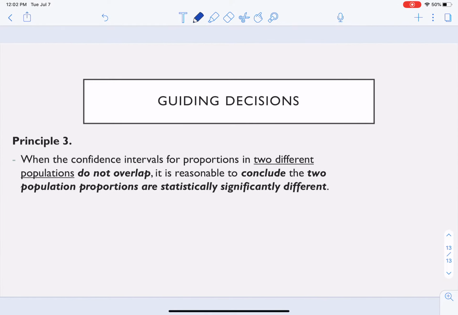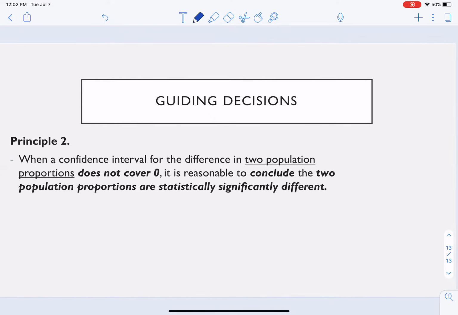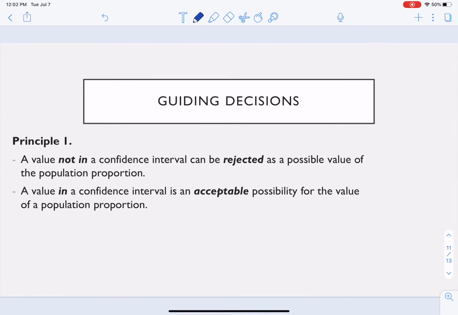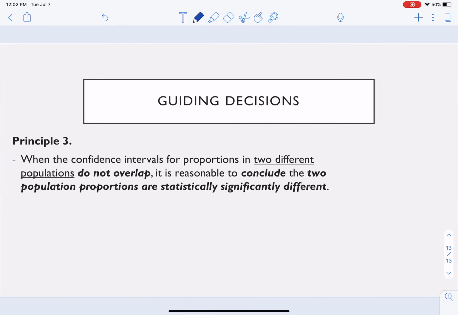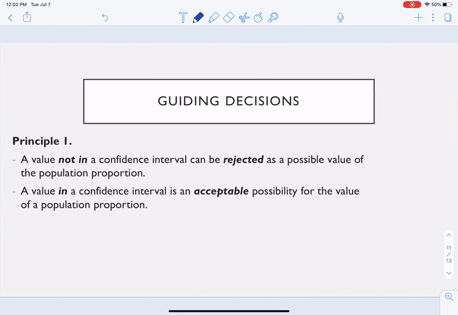We'll get more experience with these principles, I promise, when we get out of proportions and into testing differences between means, that kind of thing. But for now, just hold on to those and put them in the back of your mind.